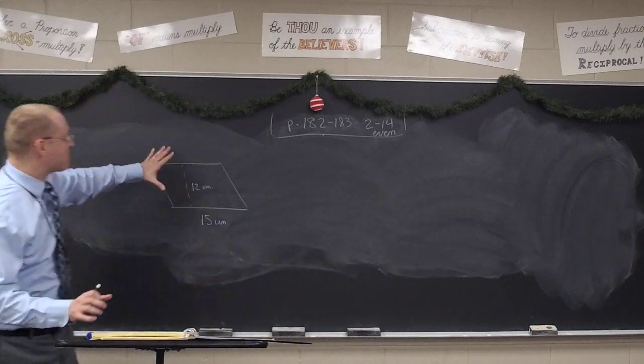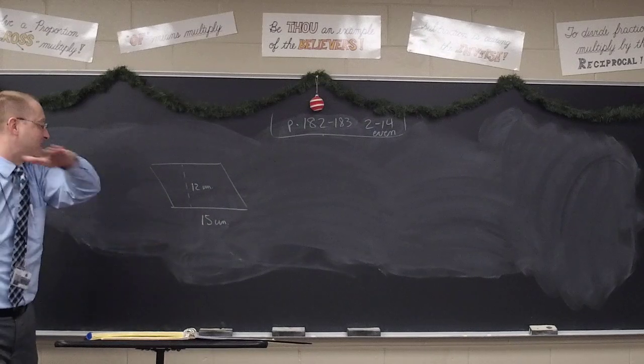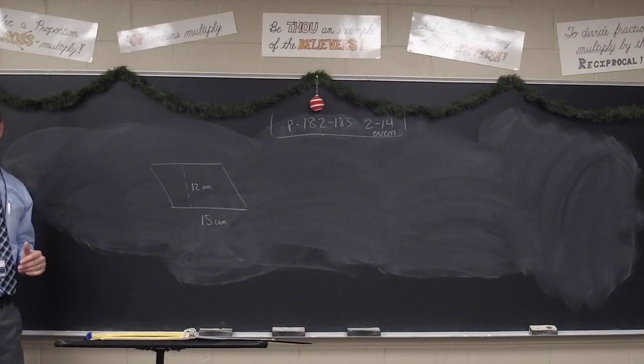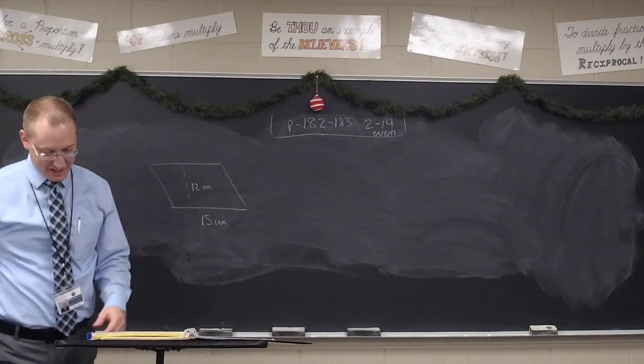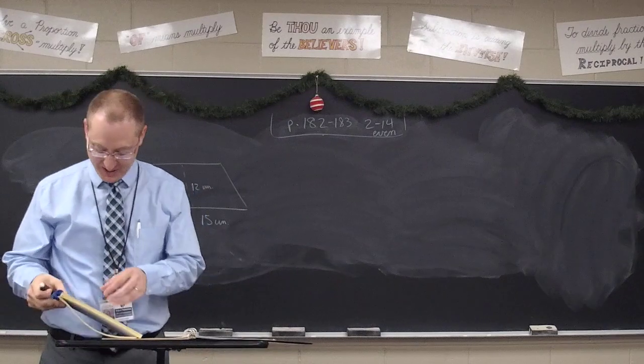All right, so we should have multiplied 12 units by 15 units. Who did that? You multiplied 12 by 15. All right, Elaine, what did you get? 180 units squared. 180 units squared should have been our answer for 10.